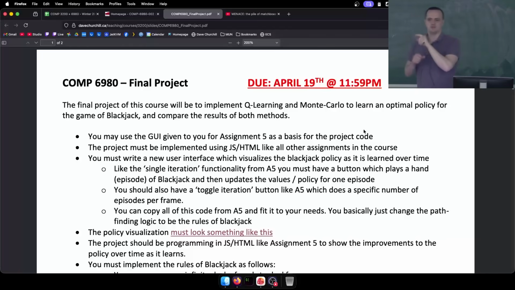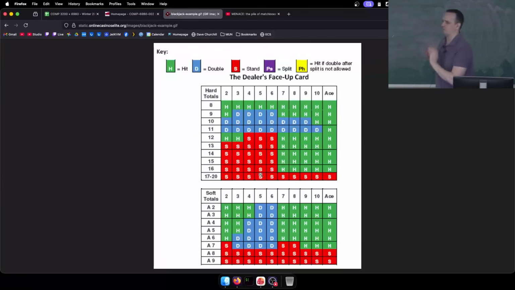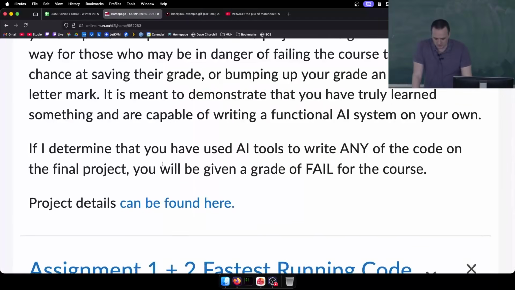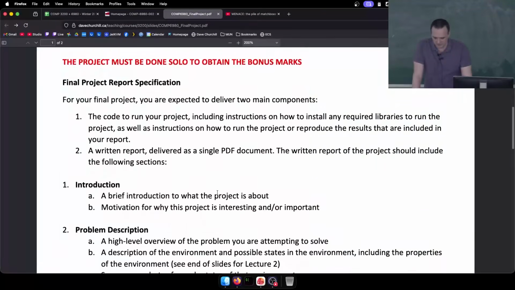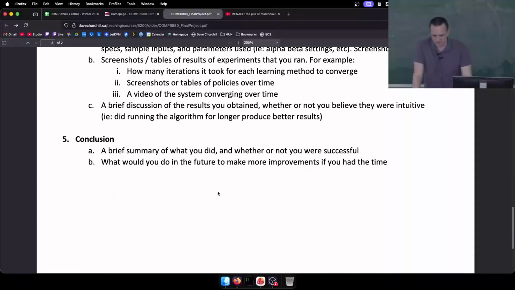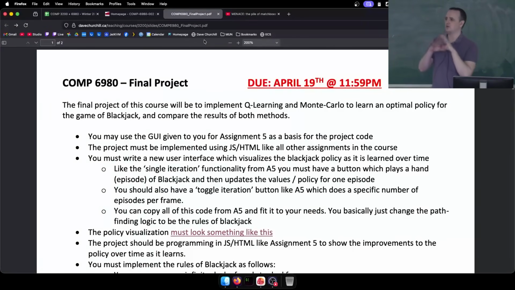It's like assignment 5, but instead of each square being a state in that environment, you should produce something that looks like this. This should be the output of your final Blackjack project. All the details are there. There's a big report you have to write as well to say what you learned, which one was better, etc. I'm not going to go into all that because you're all capable of reading that. If at any point you have any questions about the final project, just let me know. So that's it for the grad students.